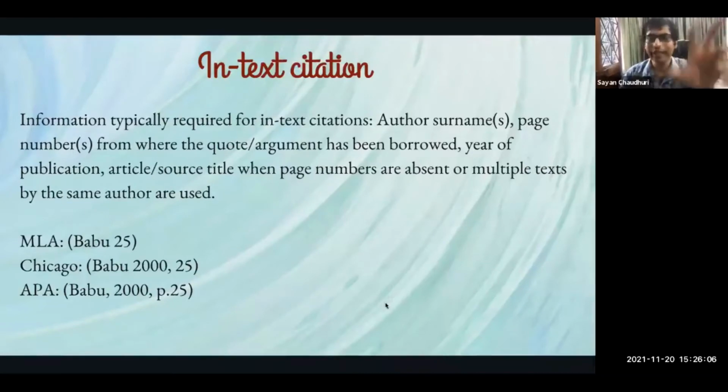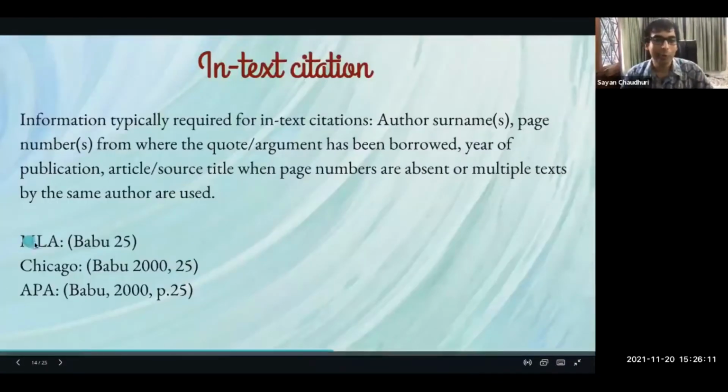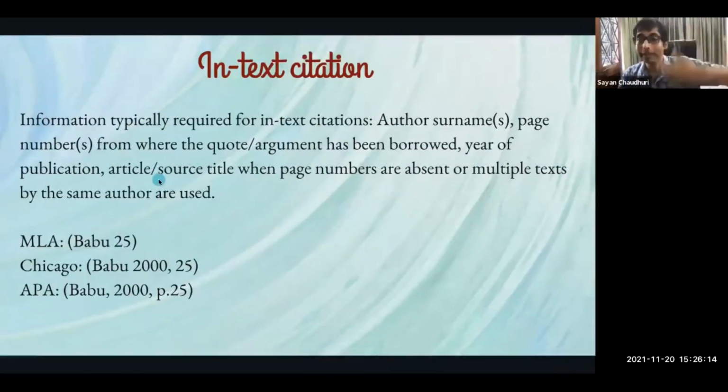So this is just a convention for in-text citation, what I had done in the previous slide. What you need to always keep in mind is that when you're citing anything for in-text citation, there is some information you need in your mind, right? You need the author's surname, the page numbers from where the quote or argument has been borrowed, the year of publication, the article or source title, because sometimes it may be a video, not an article. And you put it together according to different conventions. So in MLA, if it's an essay, you just use the surname and then the page number, right? Without any comma.